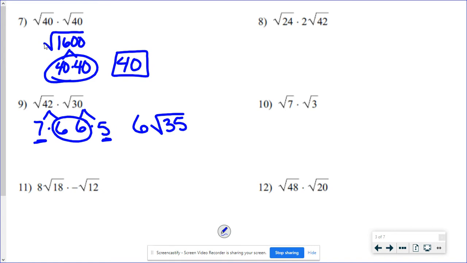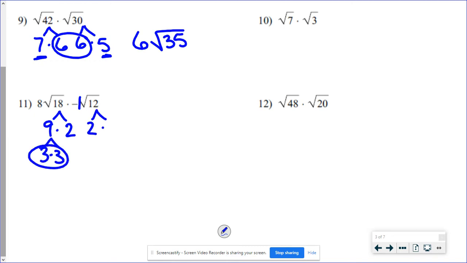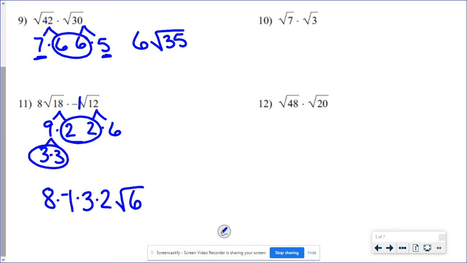Okay? And I'm going to do number 11. Again, I would not necessarily multiply the 18 and the 12. I know this is really a -1 in front of this. You certainly could, but you can also just split each of them up to get some pairs. There's a pair of 2s, both under different radicals, but they are under radicals. The 6 would be a 2 and a 3, but I don't have another 2 or another 3 to go together with those. So I had the 8 on the outside. I had the -1 also on the outside.